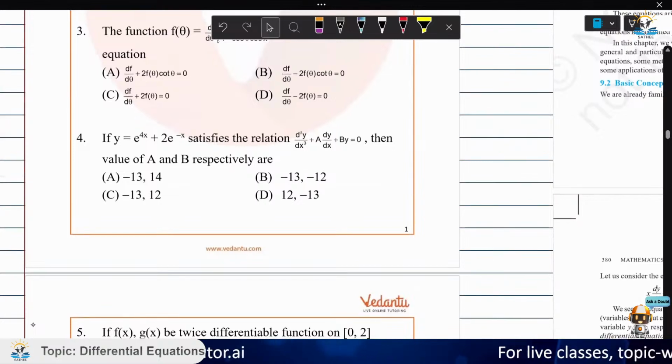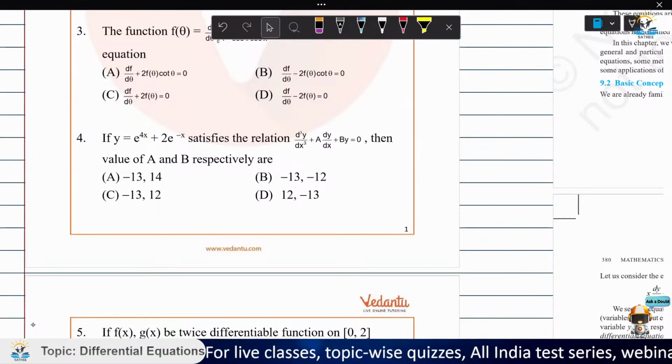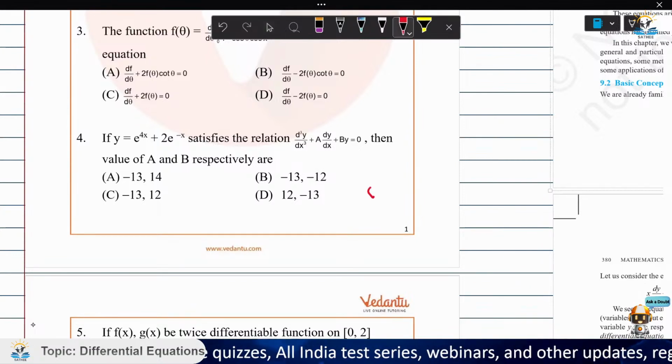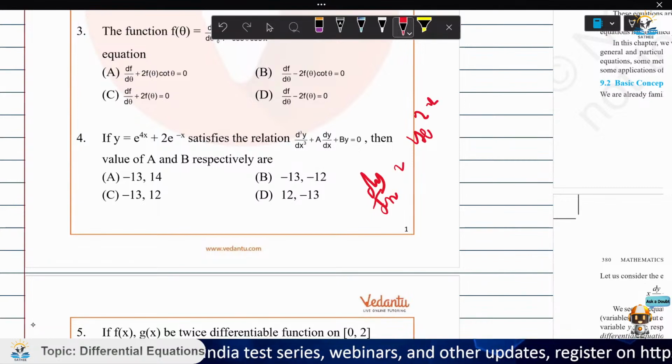Next part we have here is question number 4. If y is equals to 4x plus 2 into e to the power minus x satisfy the relation this, then the value of a and b respectively are. So let's do this. Let's differentiate and see how it goes. So dy by dx is equals to 4 e to the power 4x.